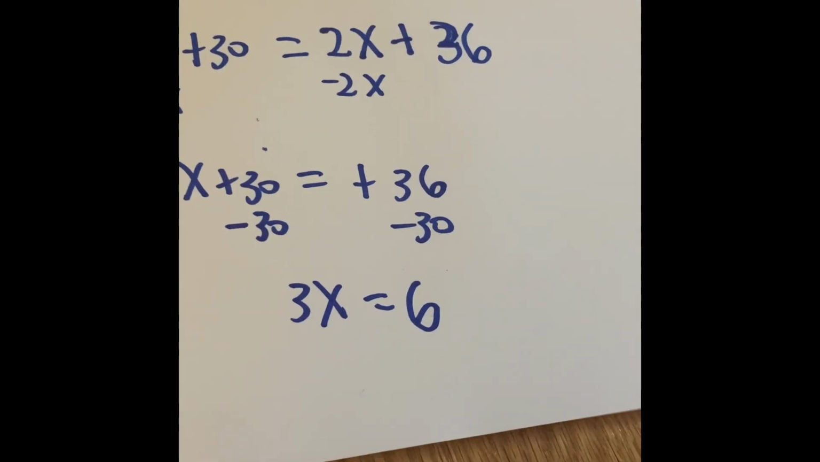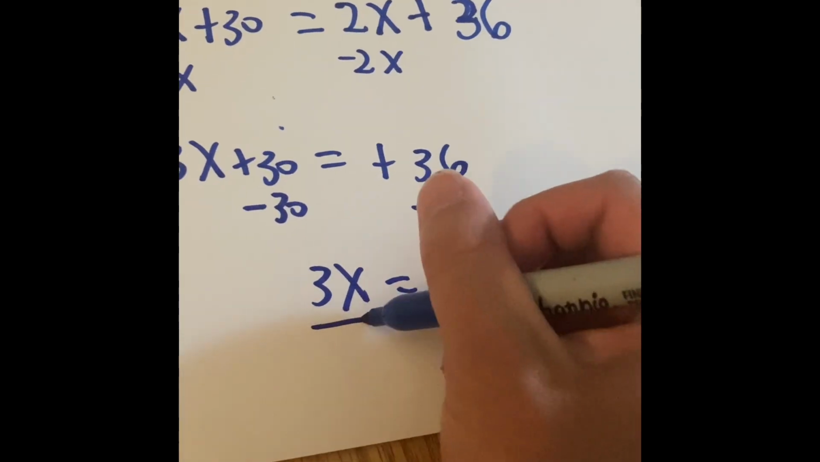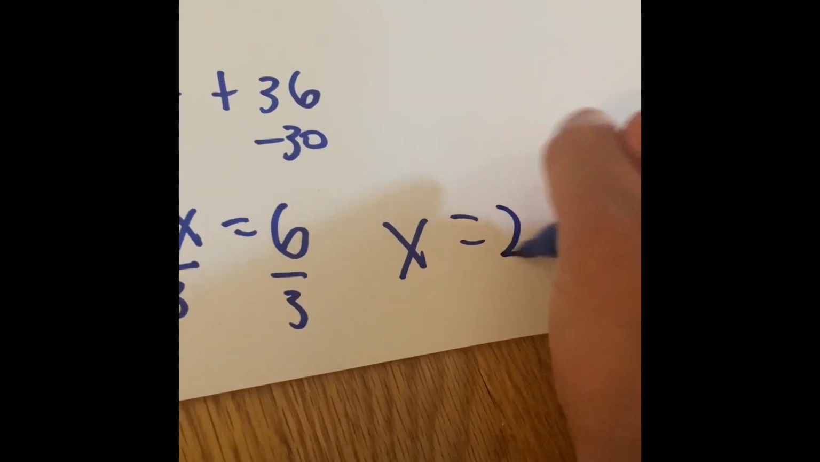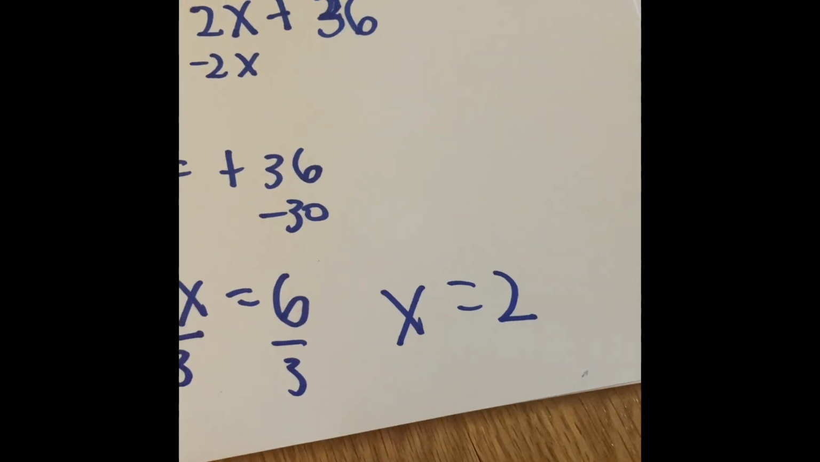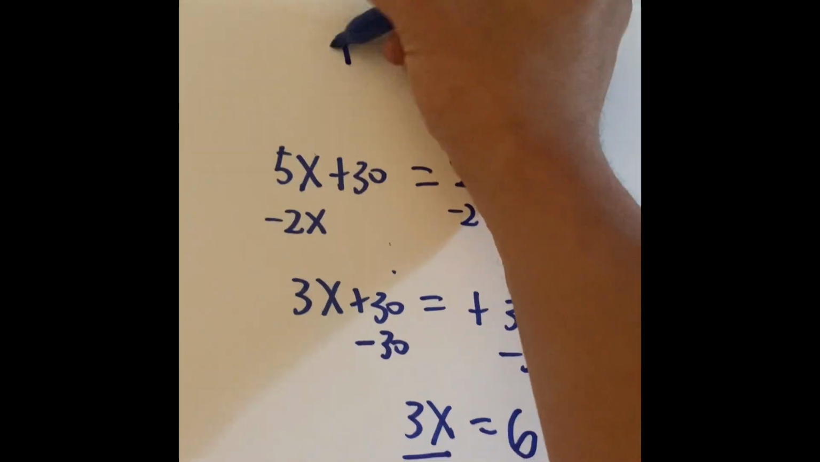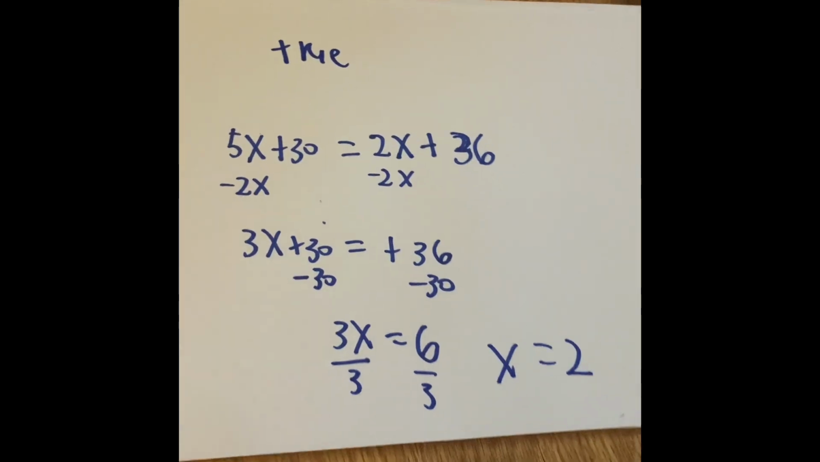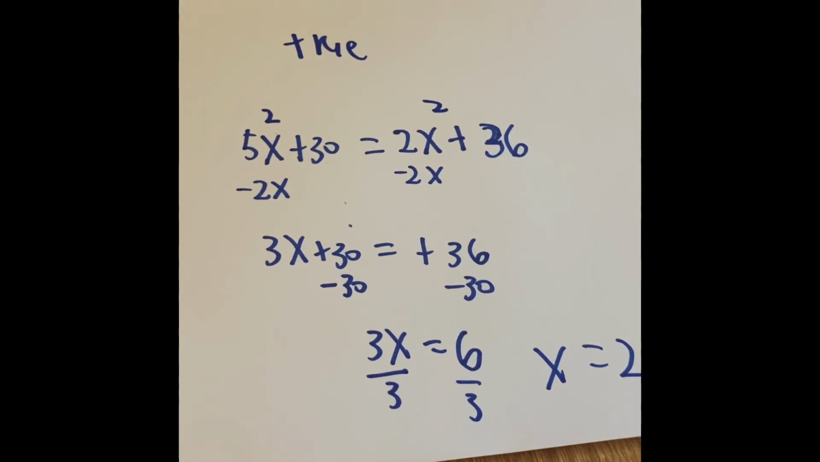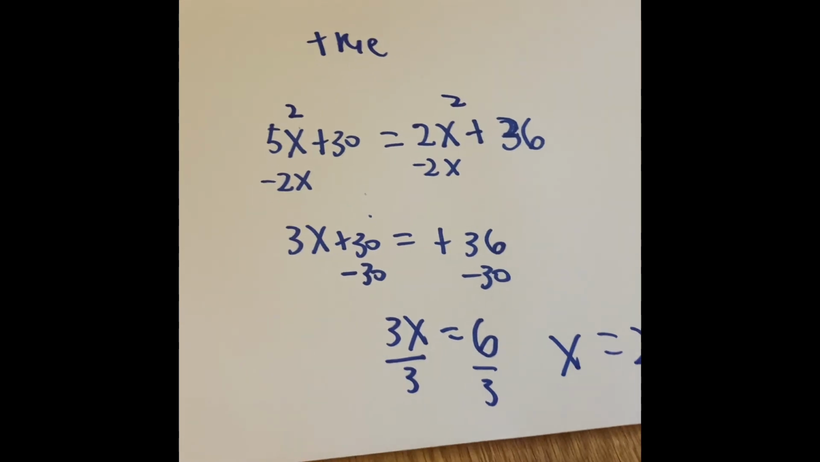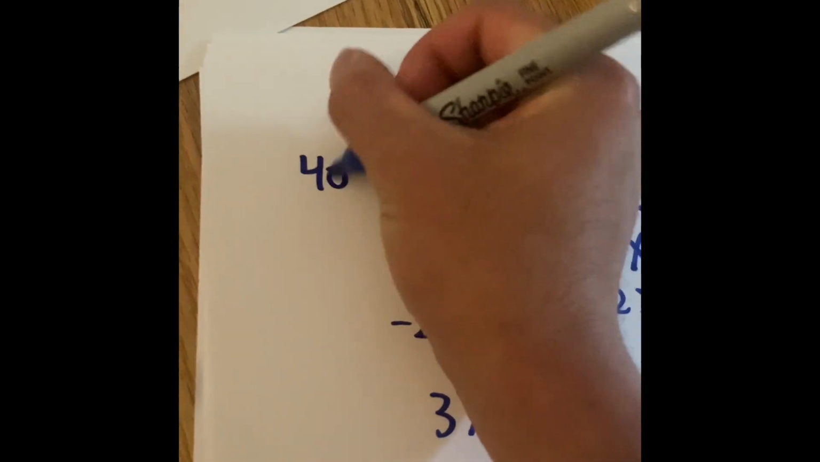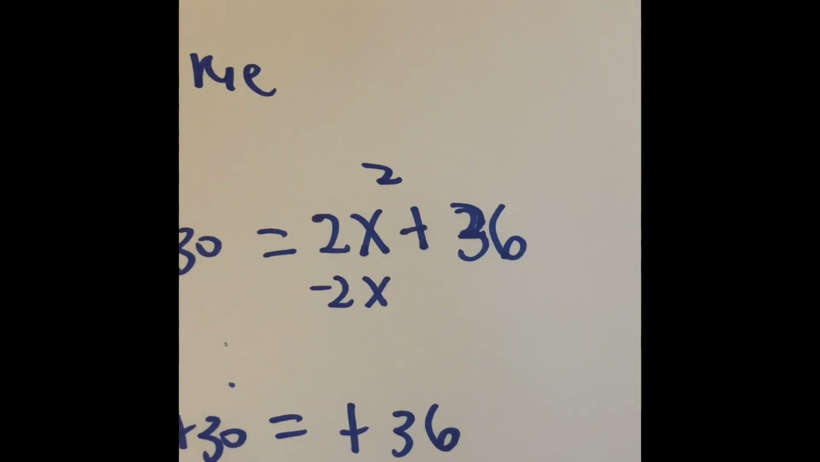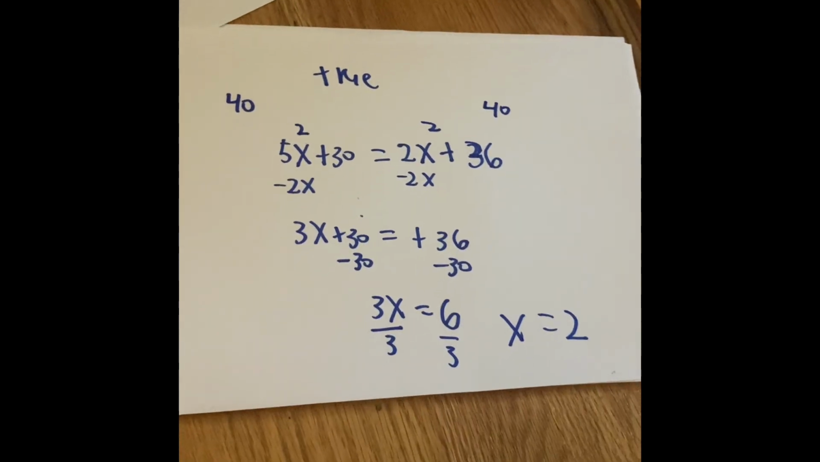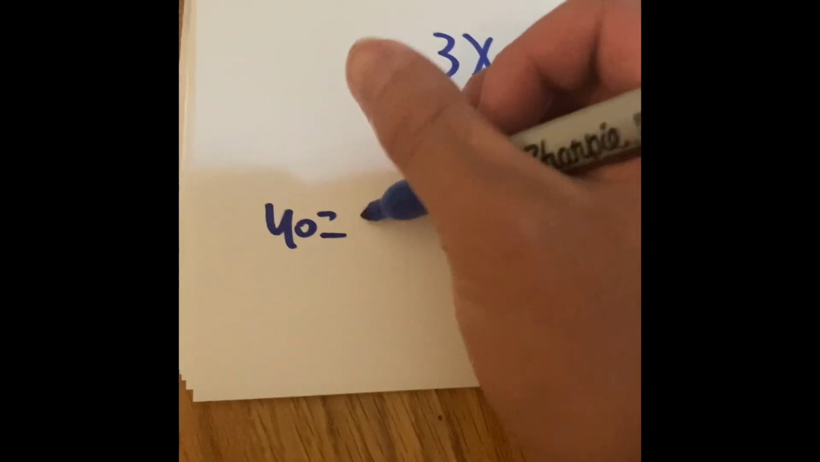3 multiplied by what is going to equal 6? If we multiply, we have to divide. And x is going to equal 6 divided by 3, x equals 2. So that is our missing value that makes the equation true. If you wanted to check your work, put 2 into the equation and see if you got that correct. 5 times 2 is 10 plus 30 is going to be 40. 2 times 2 plus 36 is going to be 40. We've got this problem correct because 40 equals 40.